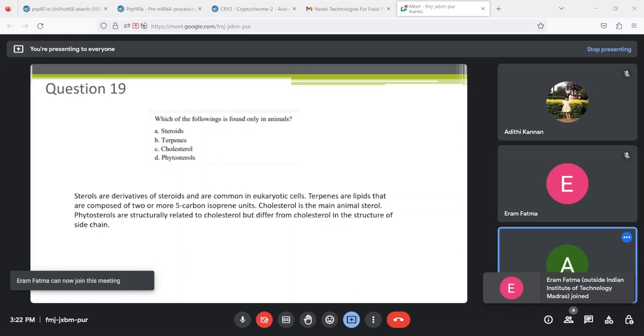Whereas phytosterols is a structurally related compound to cholesterol. That is, the backbone of the cholesterol and the phytosterol is the same. The only thing that differs is the side chain. So phytosterols are present in vegetable oils and plant-based compounds, whereas cholesterol is present in animals. So the answer is option C.